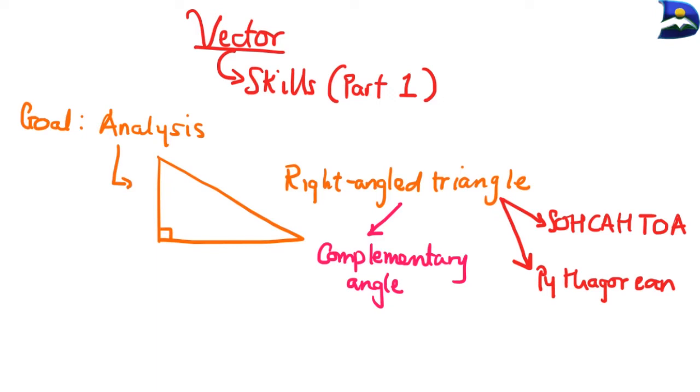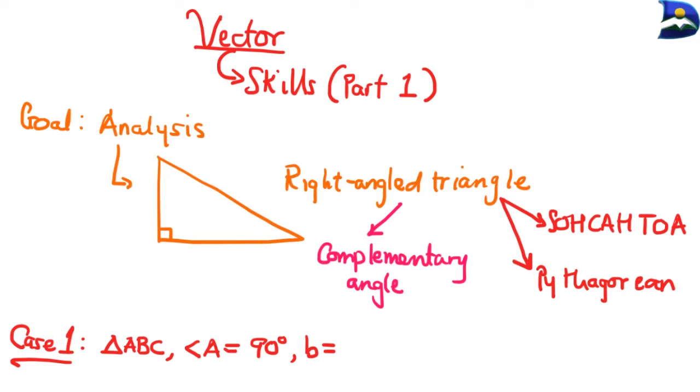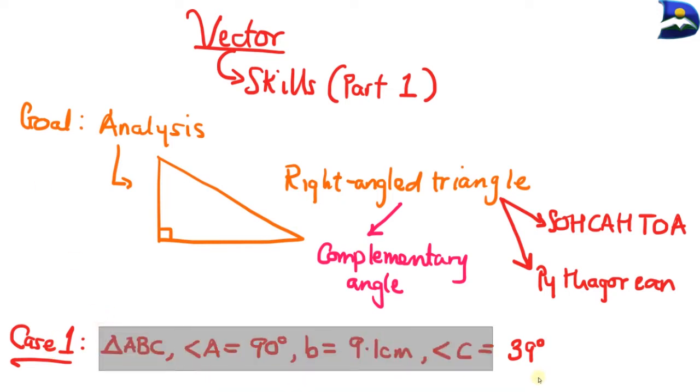Now, looking at this video, we're going to look at analysis number 1, which is case 1. Case 1 is going to introduce you to how you're going to be able to use information to create a triangle, and from there you're going to be able to solve the triangle. In this question, you're given a triangle labeled ABC, where angle A is equal to 90 degrees, the length of side b is 9.1 centimeters, and finally angle C is 39 degrees. So given this information, how are you going to be able to solve the triangle ABC?